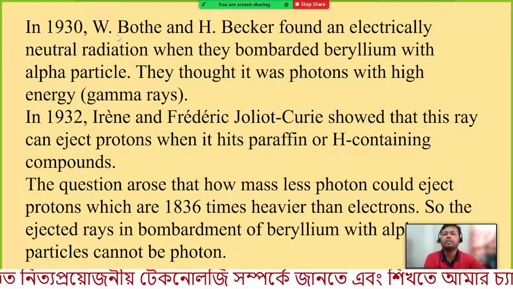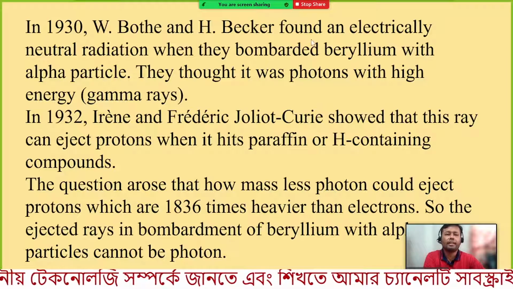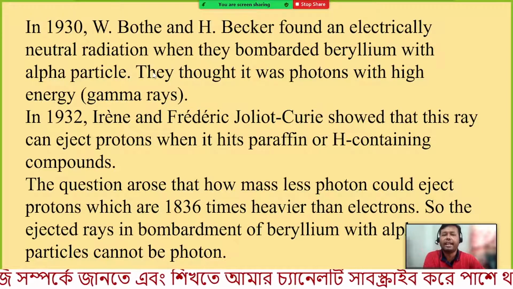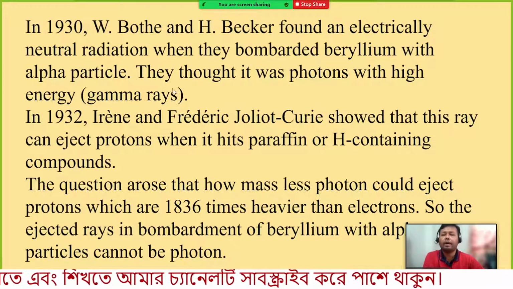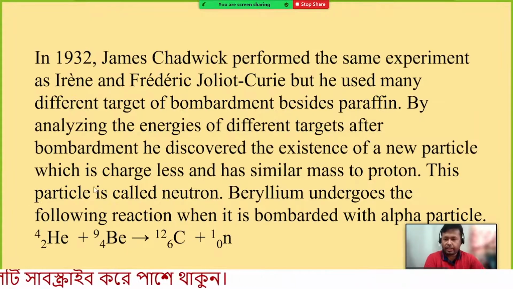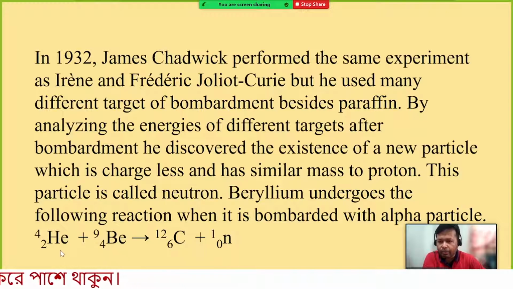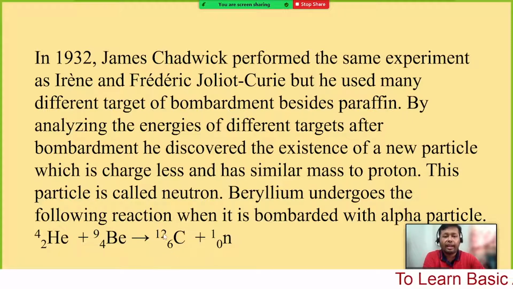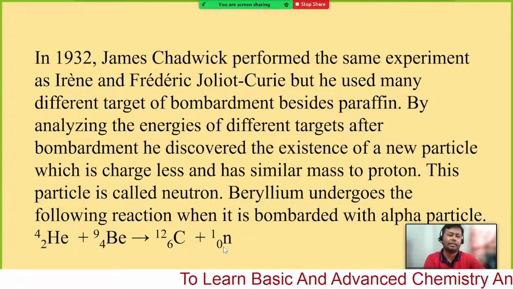In 1930, W. Bothe and H. Becker found an electrically neutral radiation when they bombarded beryllium with alpha particles. I will show you here. This is the alpha particle, and when this alpha particle strikes a beryllium atom, what happens? It produces a carbon atom, and a certain neutral particle is generated.